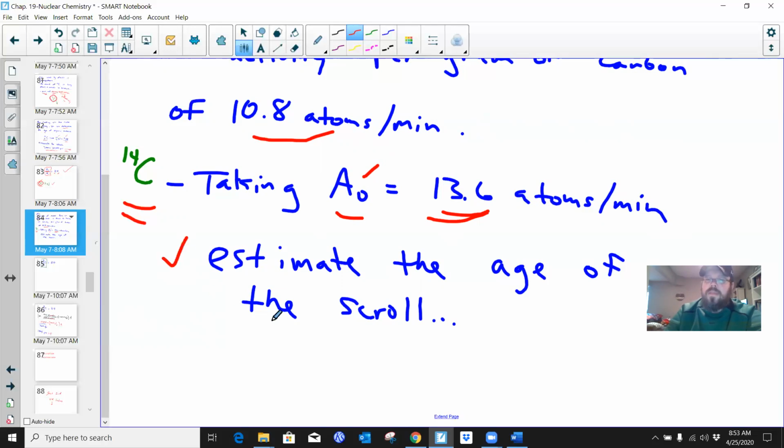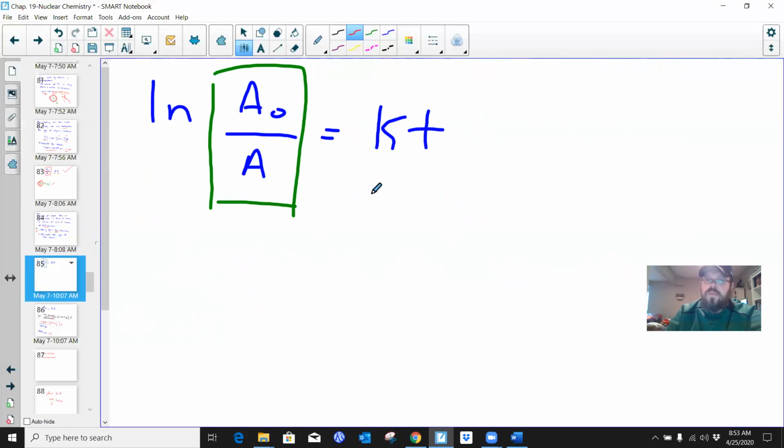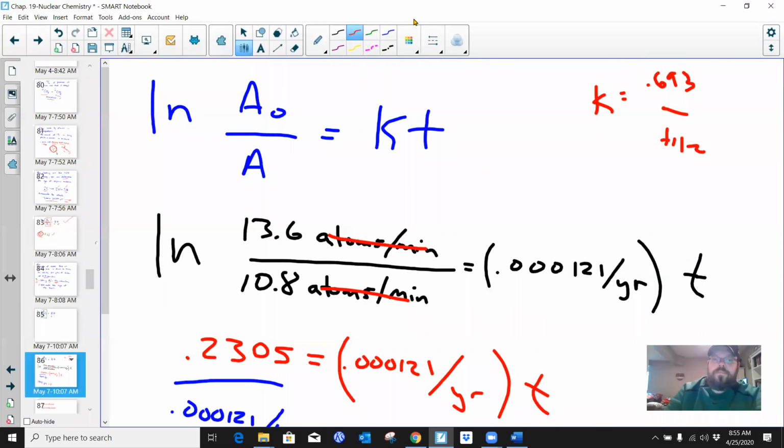We are going to estimate the age of this ancient scroll, right? And we're going to do this by using this equation. So our primary job here is that we have to establish the rate constant, okay? And then we're going to plug in the activity for time 0, which we were given, and the activity for time t, which is now, and time t is how old this scroll is, okay? So that is going to be our job coming up.